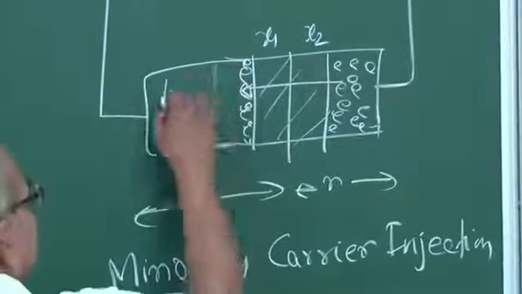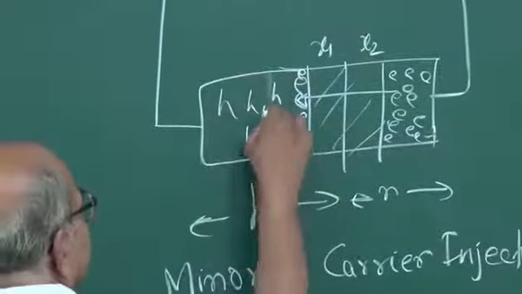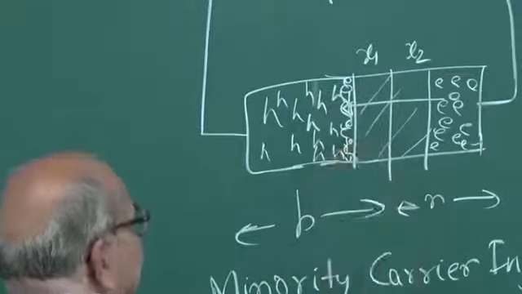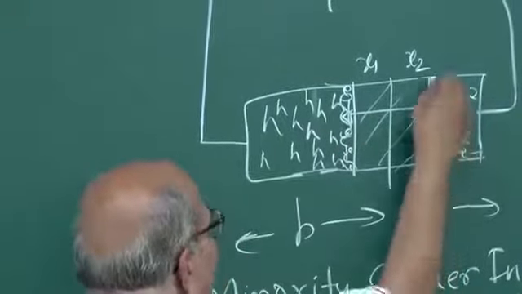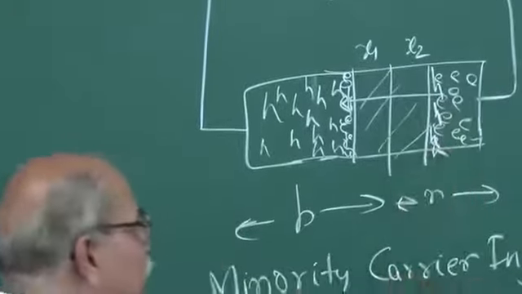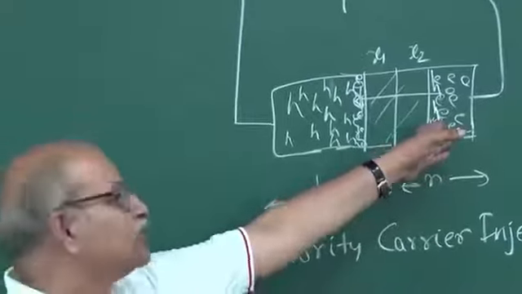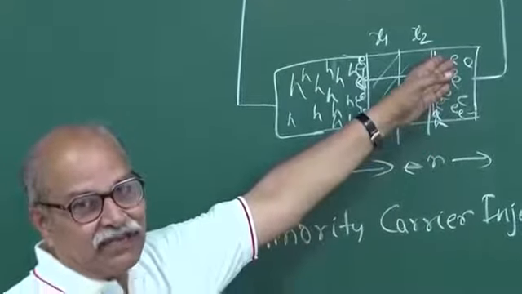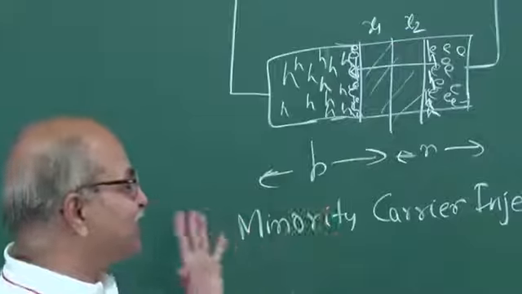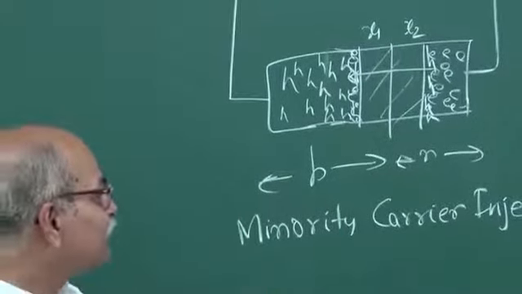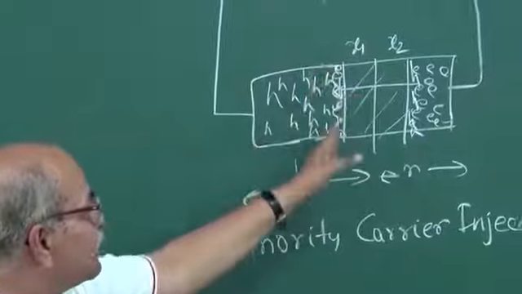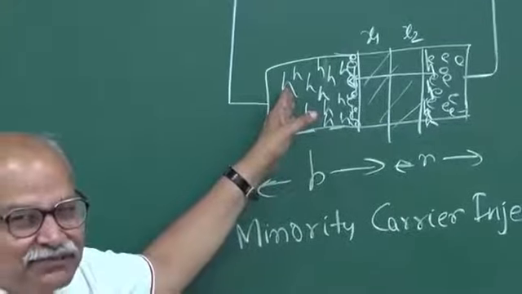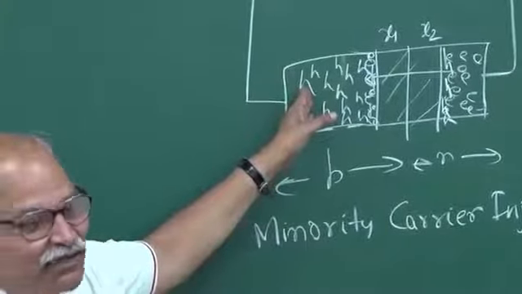And similarly you have a large number of holes here, majority carriers, and because of this lowering of the barrier, these holes diffuse and appear on this side, and on this side they become minority carriers because this is the n side, and holes are labeled as minority carriers. So this is minority carrier injection. And then for these minority carriers you have a concentration gradient. Now I am talking of the mechanism of current once you have a forward bias.